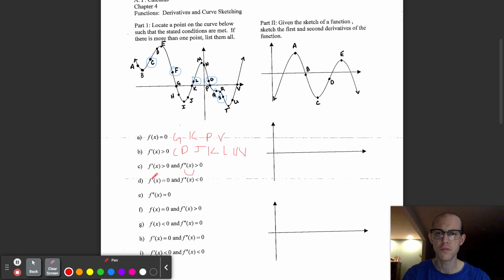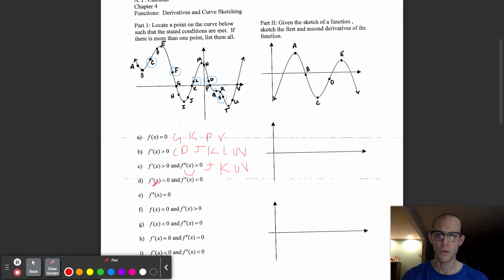This wasn't mentioned in the problem, but it should be noted that C, F, L, O, Q, and S are inflection points, points where the concavity changes, and therefore it can never be concave up nor concave down at those locations. So C is an inflection point, it can't be concave up. D is concave down. J, which is right here, would be concave up and increasing. K would be. L is an inflection point, and U and V also would be.